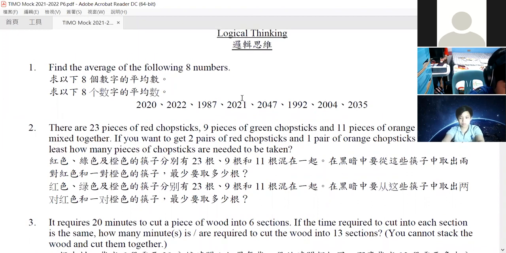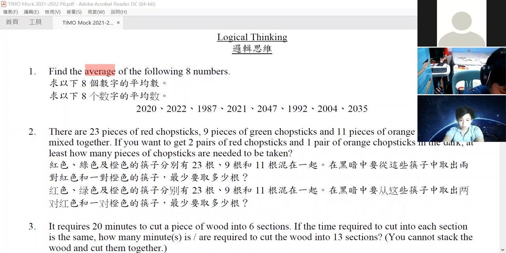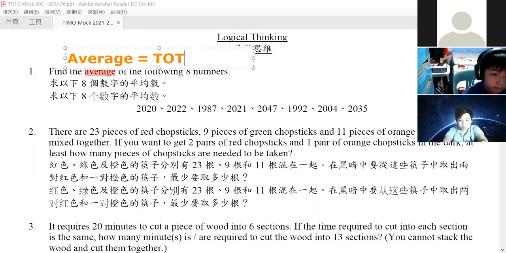Okay, so let's go to the first question. Find the average of the following numbers. Now, what is the meaning of average? Average means we add all these numbers together and then divide by the number of terms. It's the total divided by the number of terms.